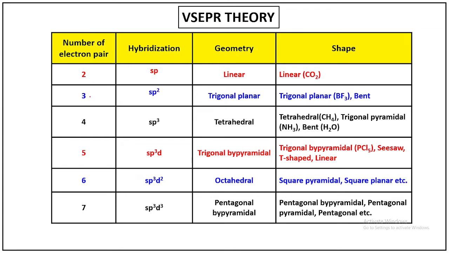For example, if the number of electron pairs calculated is 3, the corresponding geometry will be trigonal planar and the shape can be either trigonal planar or bent depending on whether a lone pair is present or not in that particular molecule. The calculation of total electron pairs is very easy. Let us start from the first option given, that is ClF3.